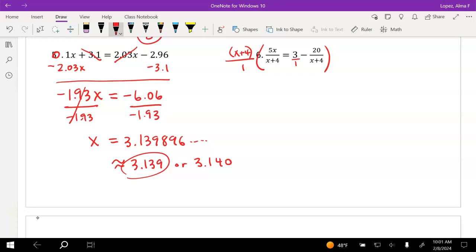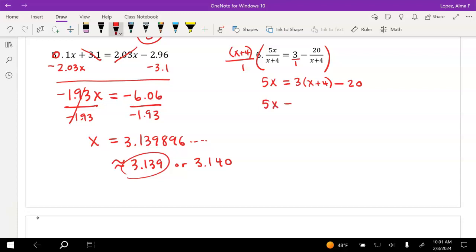When I multiply it onto the first term, the x plus 4 is canceled, so the 5x comes straight down. On the other side, on the second term, when I multiply him by the least common denominator, nothing cancels. So I'm going to have to take the 3 and the x plus 4 and bring them down. When I multiply the third term by the least common denominator, the x plus 4 is canceled. So the negative 20 is going to come down. Now it's just a nice little linear equation to solve.